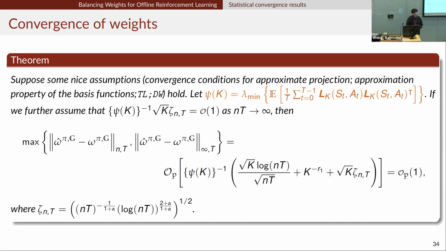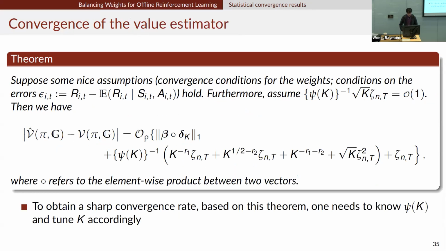In the non-parametric setting, you will want k to grow, right? So in that case, we will be interested in the decay rate of psi k, how fast it decays, and that's going to be important. Let's just keep psi k and go on. Then we can derive the convergence of the value estimator. So this is the convergence rate. You can see k is here.